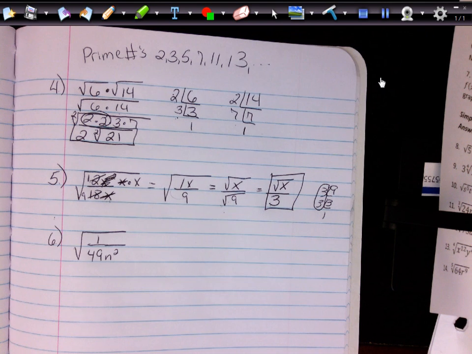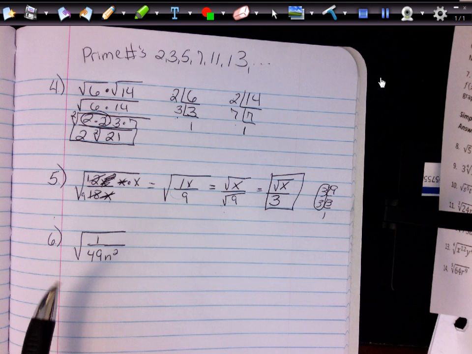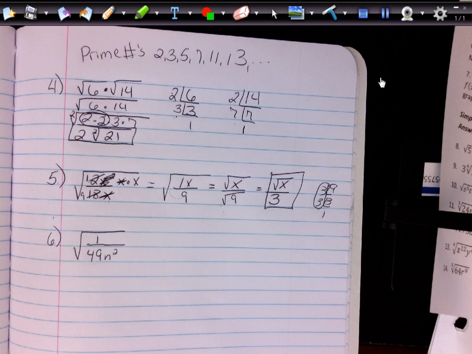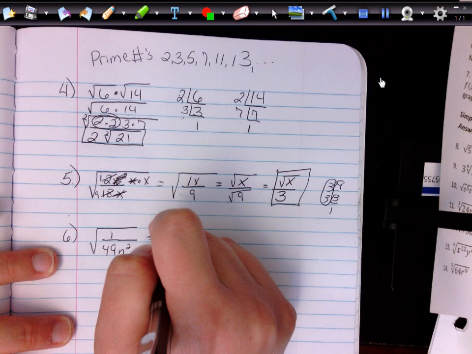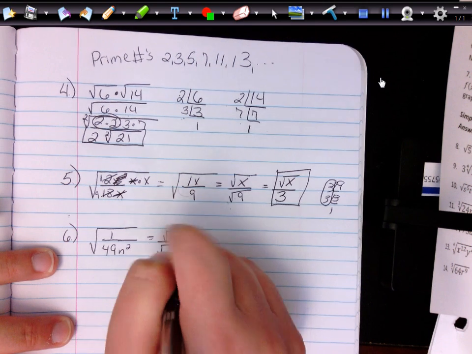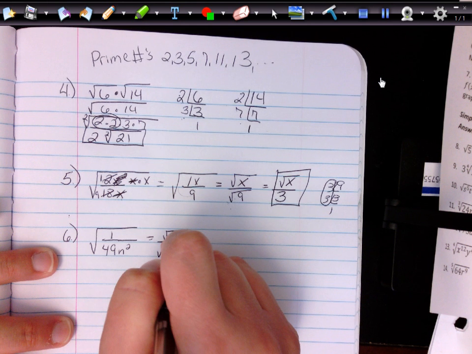Okay, go ahead and write down number 6. We have the square root of 1 over 49n squared. Now again, like I said, make sure that you can't reduce, and here I can't. 1 over 49 does not reduce, and I don't have any n's on the top to cancel with my n's on the bottom. So since there is nothing to reduce here, I'm going to go ahead and split it up and say the square root of 1 over the square root of 49n squared.